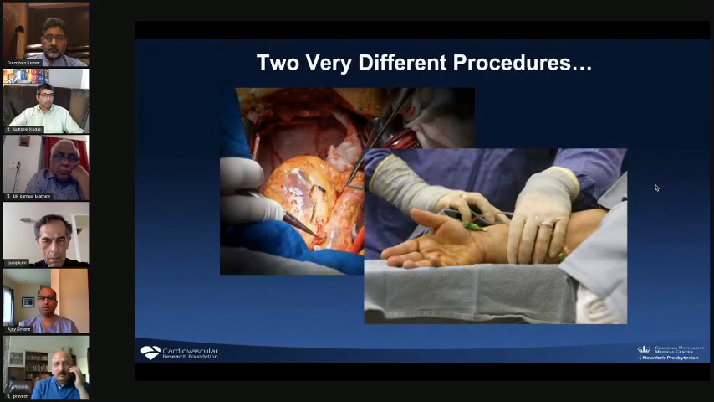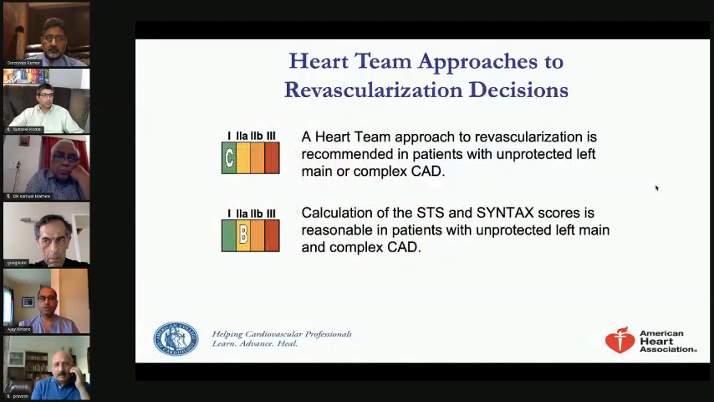This is basically the very simple slide that can show you the difference between the two. So heart team class 1, we think that that's really, really important. I think SYNTAX score personally is going to go away. I don't think many of you are actually calculating it. I'm certainly not. We look at the films together. We look at the complexity of disease.